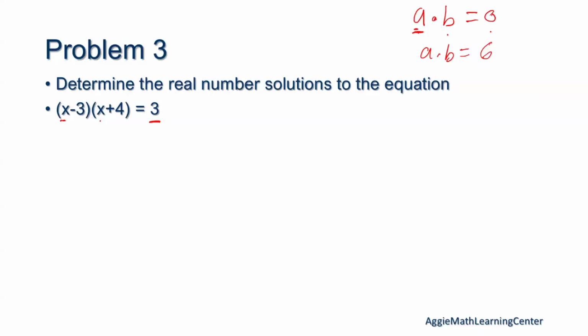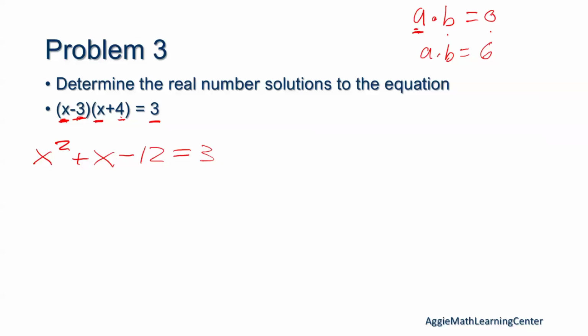So one thing we could do is multiply everything out and then try to get it to equal 0. So we can use this. I'm going to do the first times the inside, which gives us -3x, and then outside is plus 4x, so that gives us just plus 1x. -3 times 4 is minus 12 equals 3.